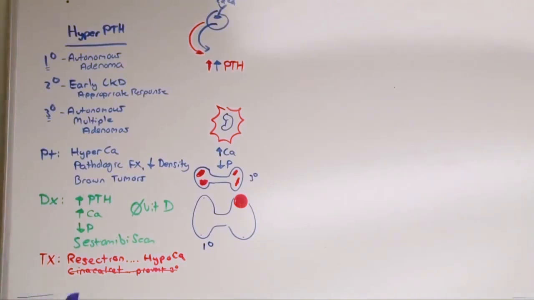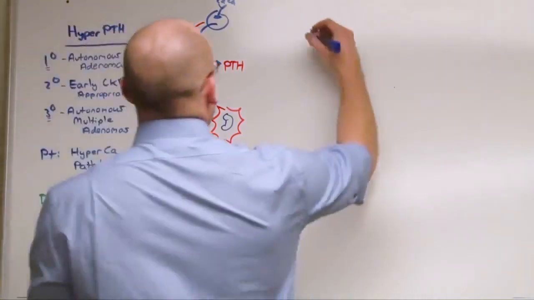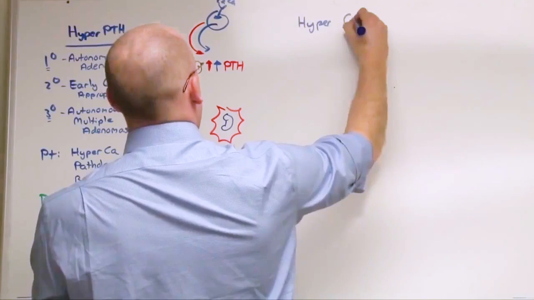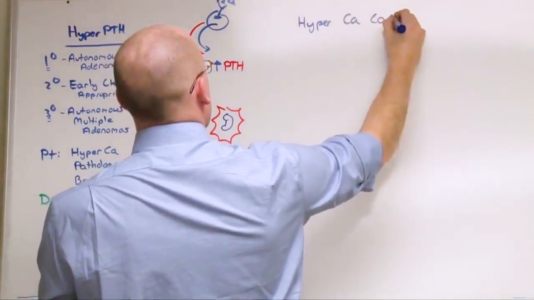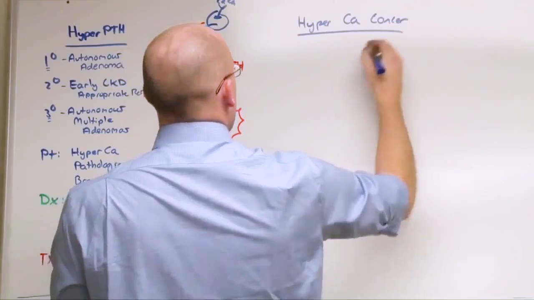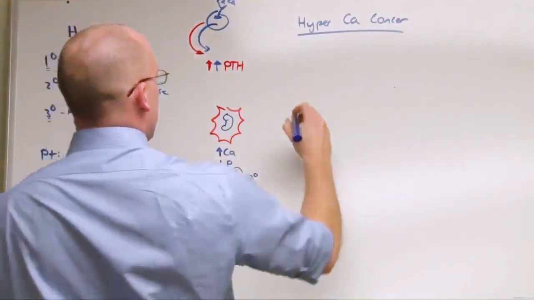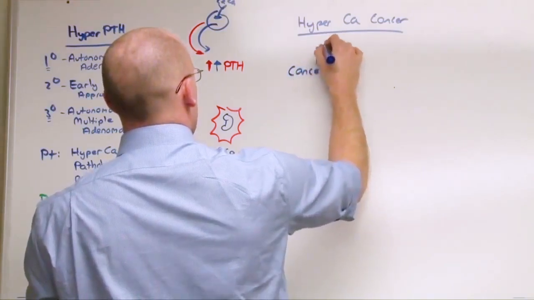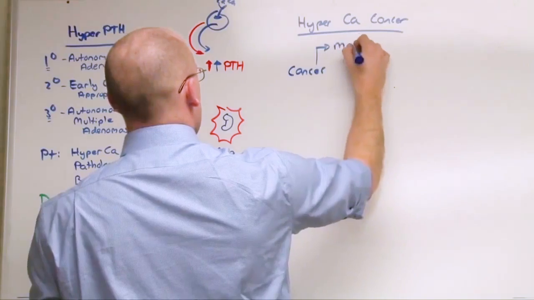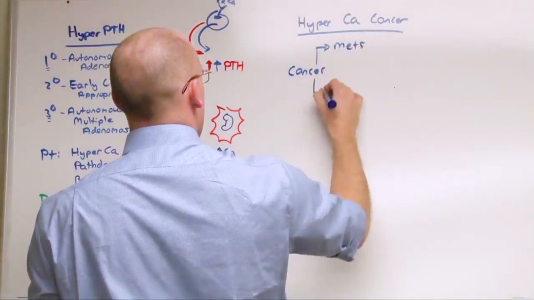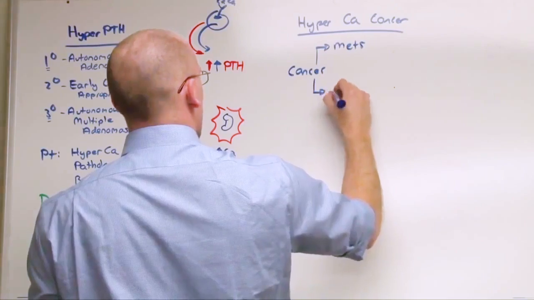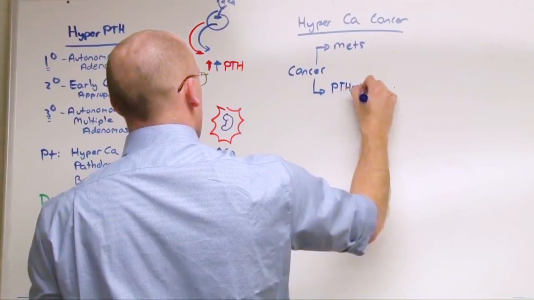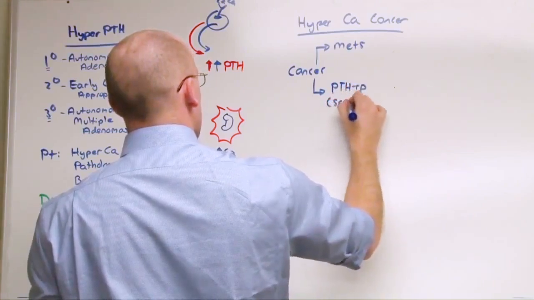Let's compare this now to hypercalcemia associated with malignancy. There's 2 ways you can get there. Cancer can either produce METs or have a paraneoplastic syndrome, where they secrete parathyroid hormone related peptide. This is going to be squamous cell carcinoma of the lung.